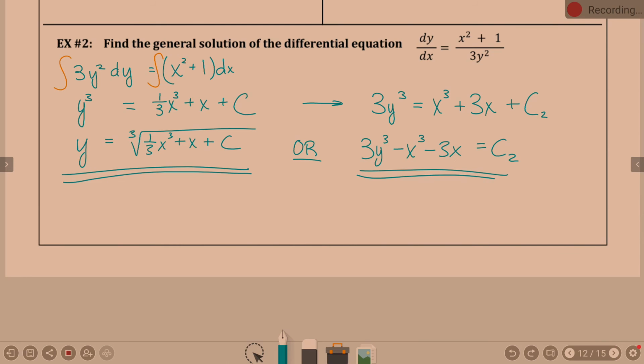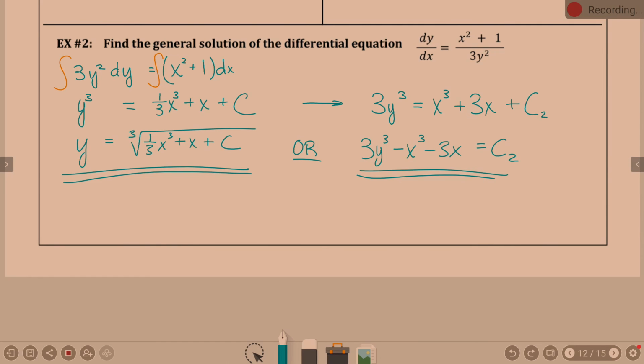Ultimately, remember, we're preparing for an AP test, right? You see something like this in a multiple choice format. What form are they going to want? I don't know. Maybe they'll want a y equals form. Maybe they'll want this. And so this is where you need to be versatile, right?